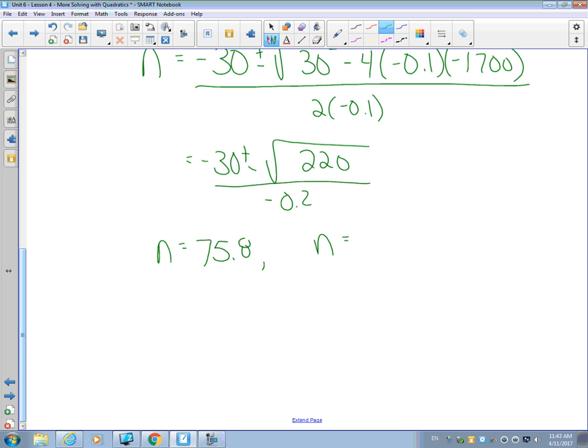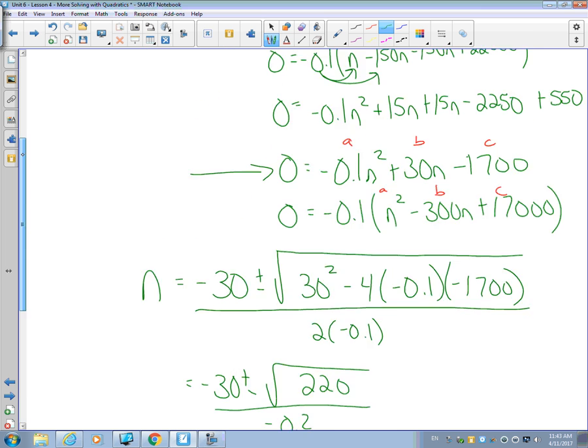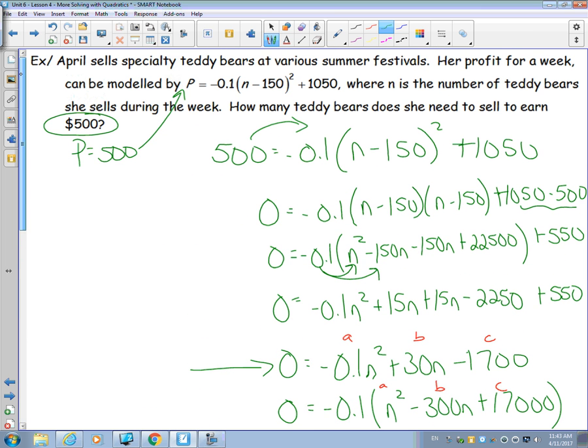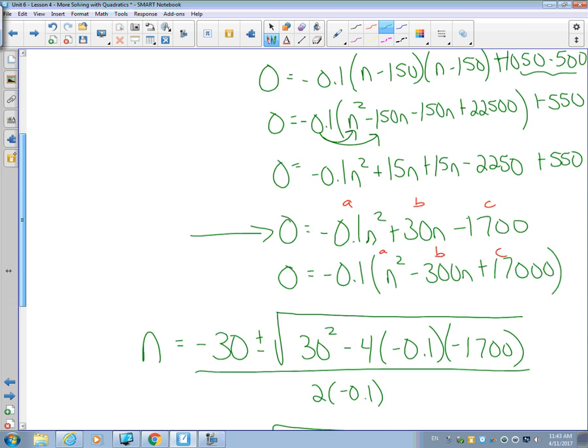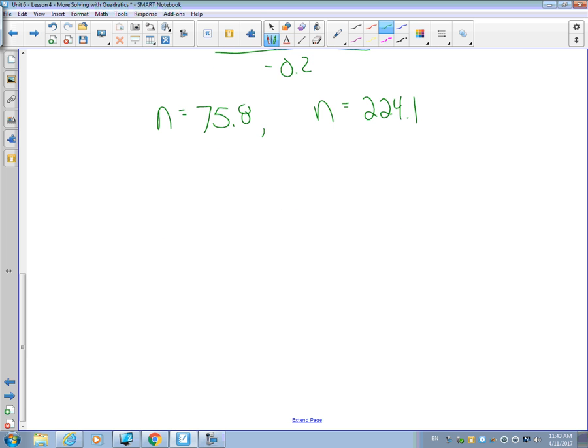And the other answer is 224.1. Now what did n stand for again? n stood for the number of teddy bears she needs to sell during the week. Okay. So if she sells, I can't really sell 0.8 of a teddy bear.